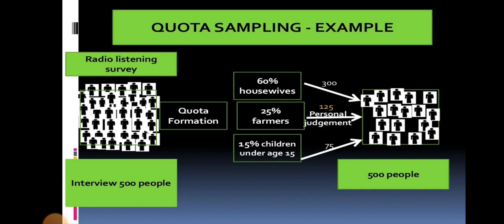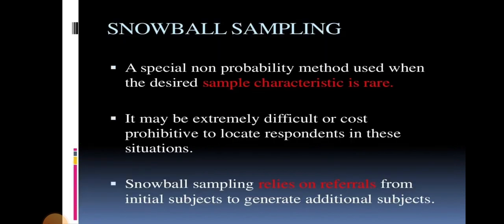So in quota sampling, the population is divided into different communities or groups. Here the groups were housewives, farmers and children, and from each group a particular number of people were selected, and like that the sample was formed.